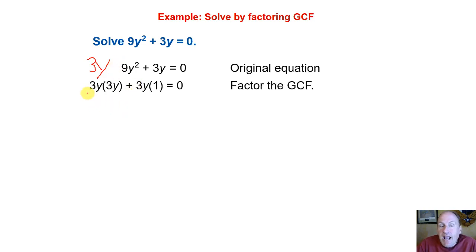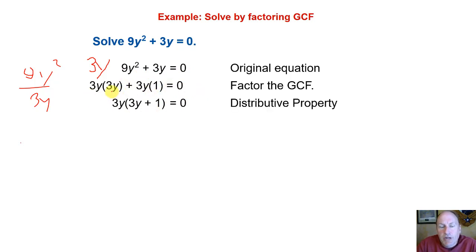Okay? So if we take out that 3y from both the terms, what we have is if we divide 3y into 9y squared, we get 3y. So 3y times 3y becomes 9y squared. So we factored out the 3y. If we take out a 3y out of 3y, we're just left with 1. So this 9y squared plus 3y equals 0 can be written by factoring out a 3y like this.